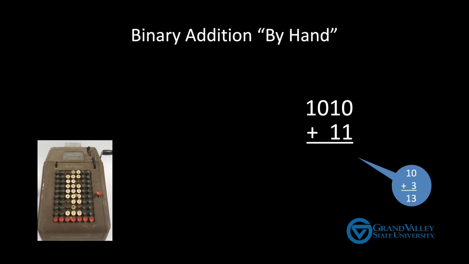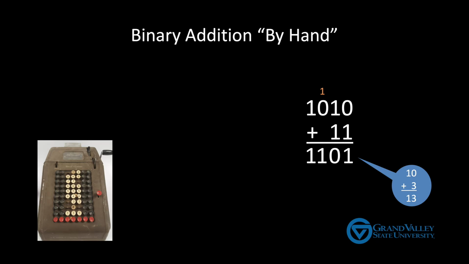All right, so just like if this was a base 10 number, 0 plus 1 is 1, so we write down the 1. 1 plus 1 in binary is 1, 0, so we write down the 0, carry the 1. 1 plus 0 is 1, 1 plus 0 is 1, and so we get an answer of 1101.